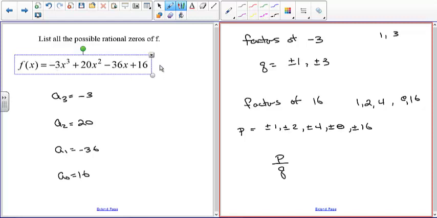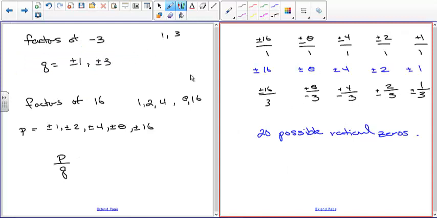P are the factors of the constant term. Q are the factors of the coefficient in front of the highest order term. And they can be either plus or minus. Ultimately, what you do is you take the ratio of each one of these terms, the P terms to the Q terms, and say they can be either plus or minus the result.